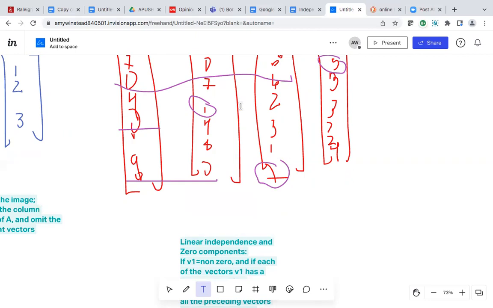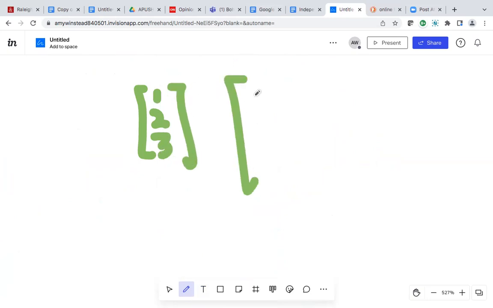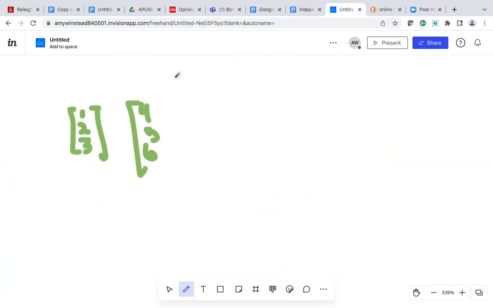So we then have another example, which is what do we do if 0 is not involved, right? Like, how do we know if that's not something we can rely on as a test? So they give us the vectors 1, 2, 3, 4, 5, 6. Let me zoom out a little bit. And 7, 8, 9. Okay, so there are no 0 components, right?